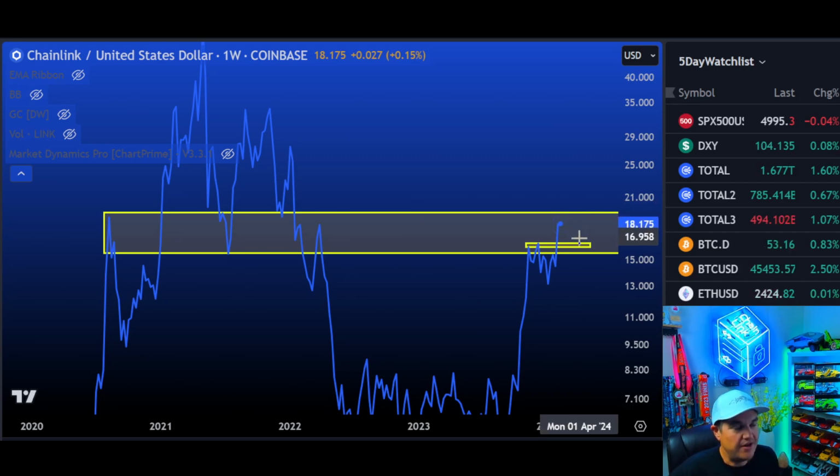So that's that, right? Total 3. Once we see that total 3 above 520, Chainlink is probably above $20 and we're good to go. That could take many more months, okay? So just patience. But nice clean chart.